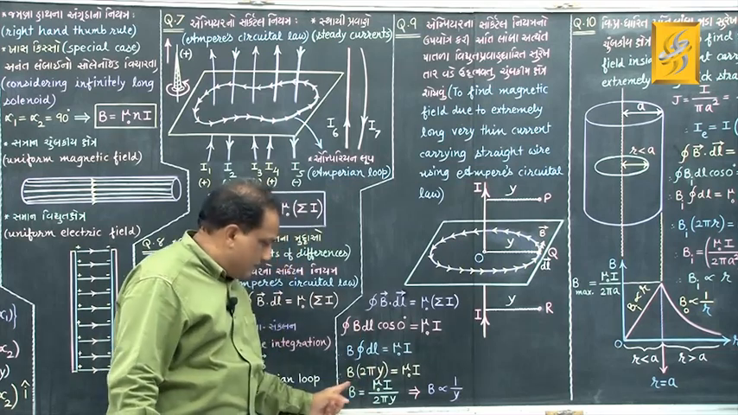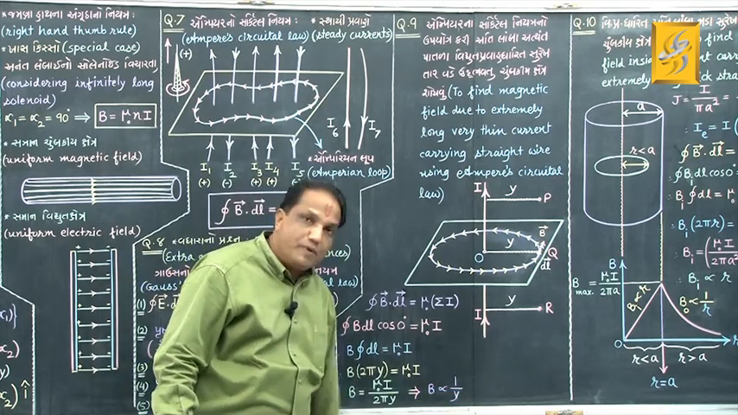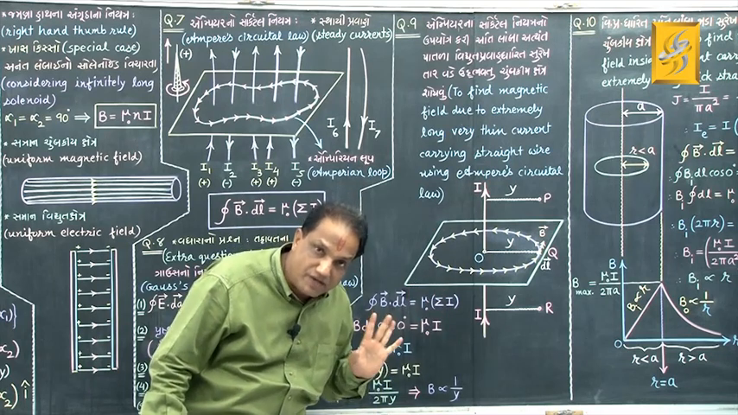Okay? Now think of the relation between B and y. B is inversely proportional to the perpendicular distance from the extremely long, extremely thin current carrying straight wire. Correct?